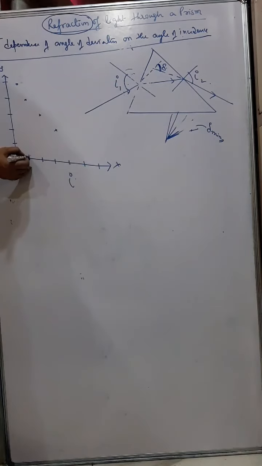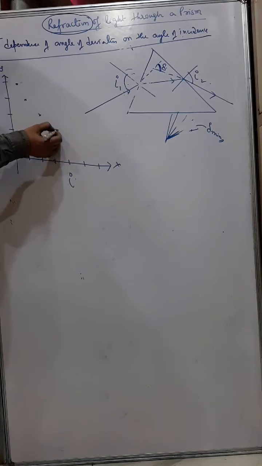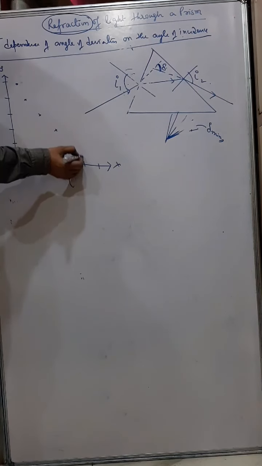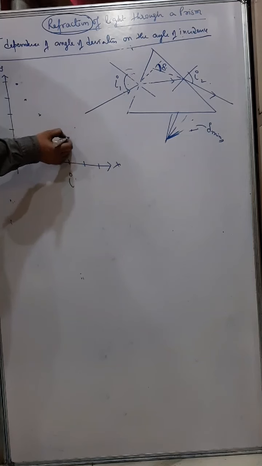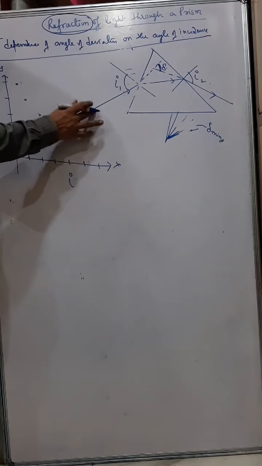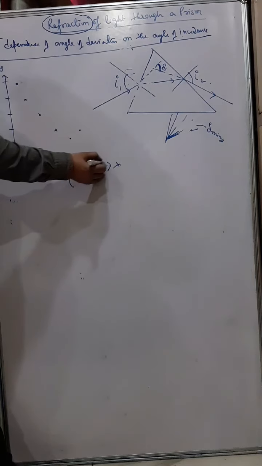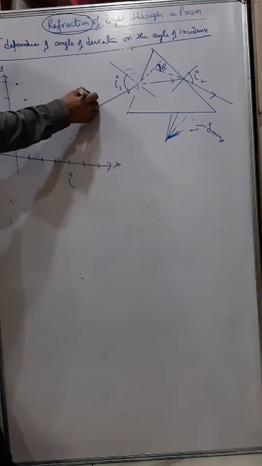So what I have done: this is the angle of deviation for a particular angle of incidence. I am increasing the angle of incidence, the deviation is decreasing. Again I am increasing the angle of incidence, the deviation is decreasing. Again I am increasing the angle of incidence, now the deviation is not decreasing, now the angle of deviation starts increasing. So now it starts increasing like this.